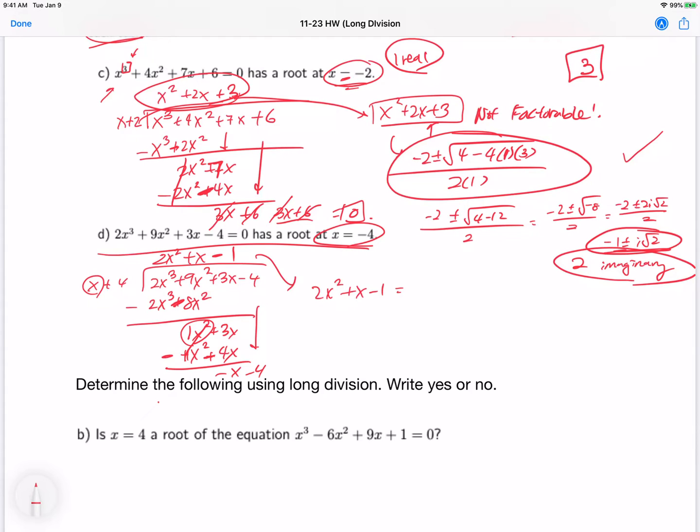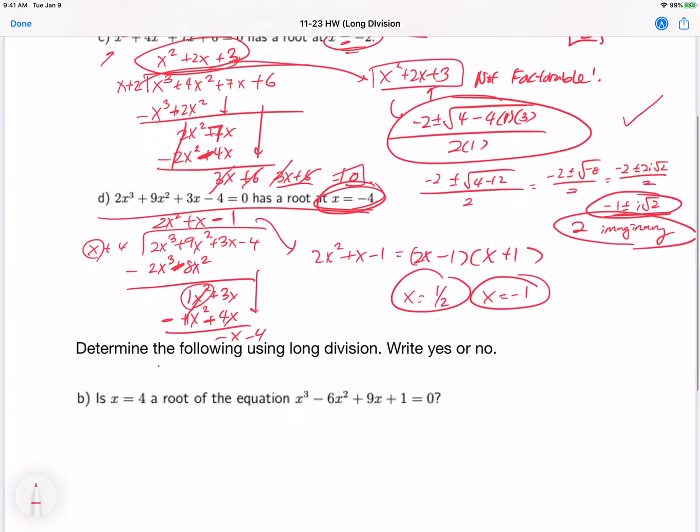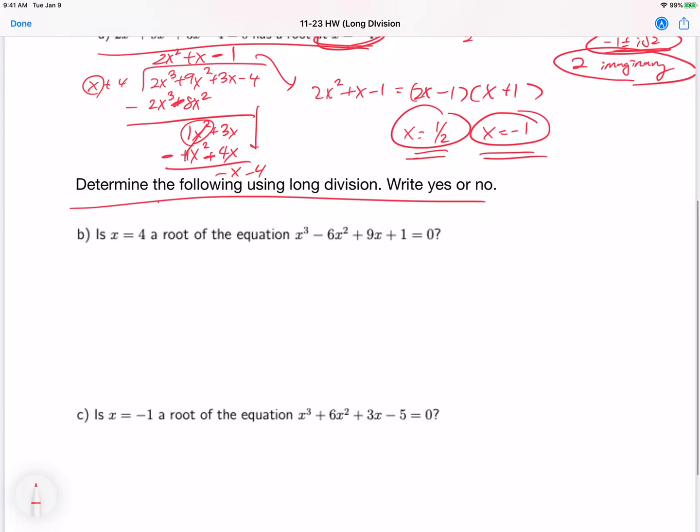Well, that is certainly factorable with 2x and x, plus 1 and minus 1. So if I'm looking for the other roots, x is 1/2, x is -1, so we have 3 roots at -4, at +1/2, and at -1.